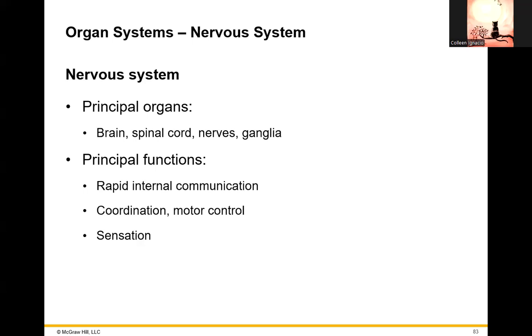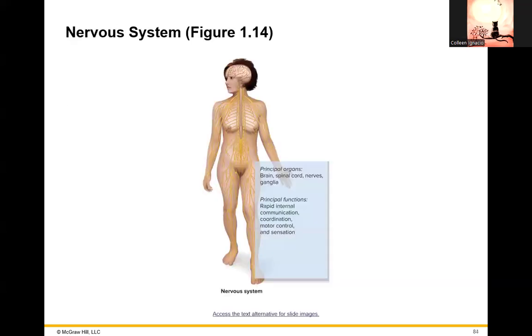So the nervous system is really important in rapid internal communication, coordination, motor control, and sensation. Here's a great picture of the nervous system. When you think nervous system, I want you to think brain, spinal cord, and nerves. That's going to be really important. Brain, spinal cord, and nerves.